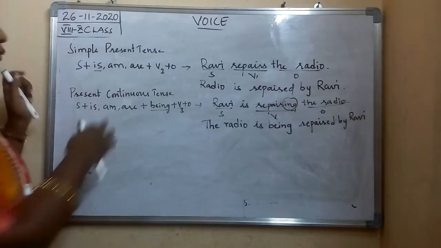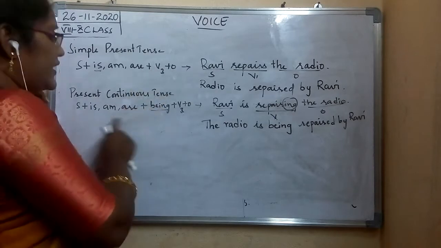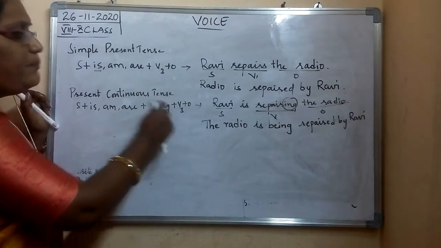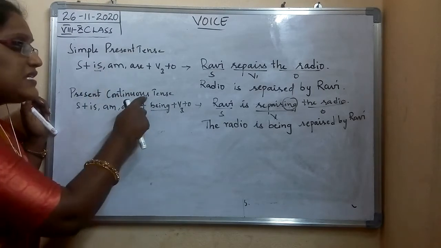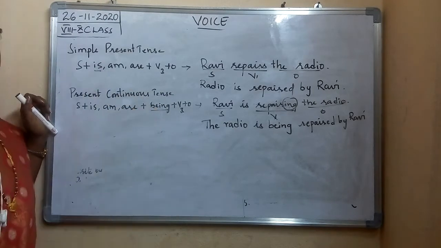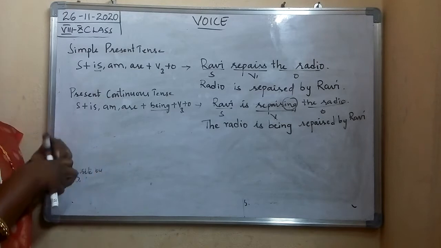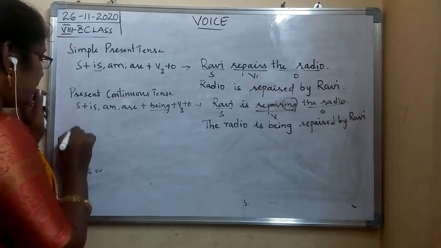Okay. Now, present continuous tense. What did you get extra? Same structure. Only being you got extra. So, that means when it is continuous, you have to understand that we get being in the structure. Okay. So, now, next one is what?